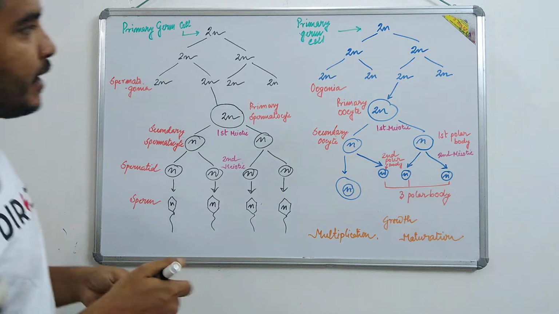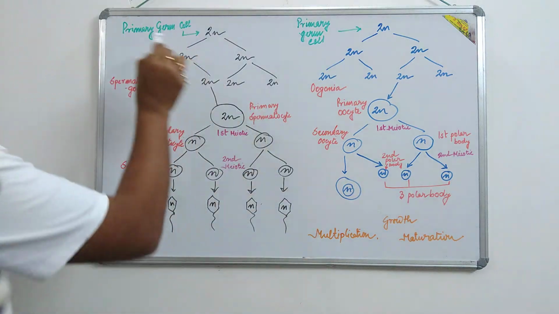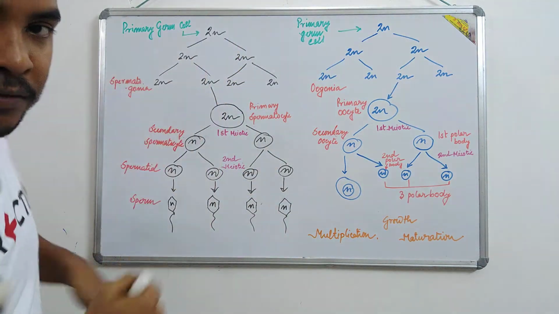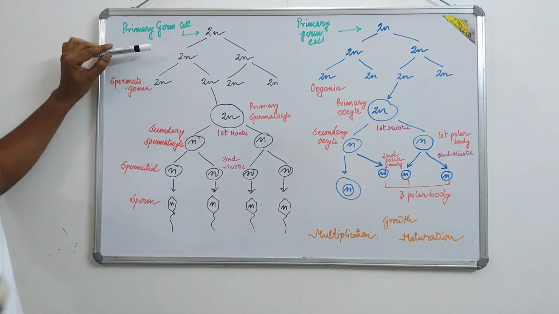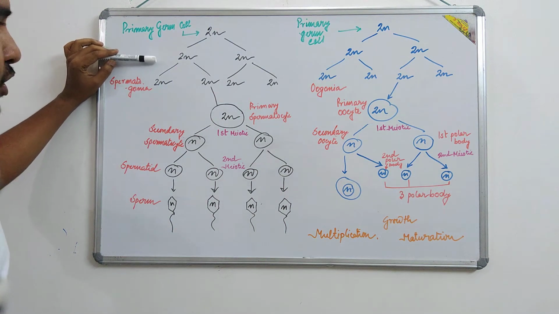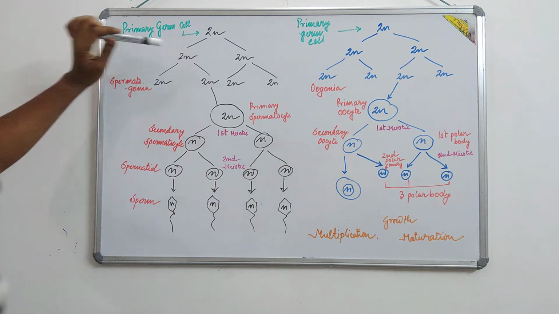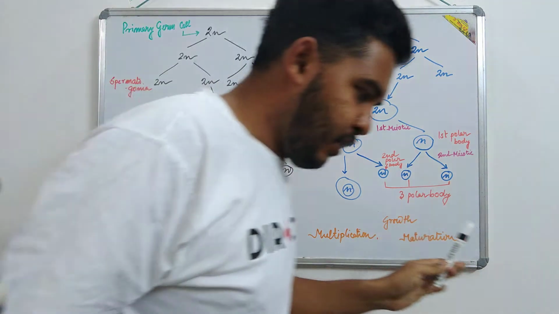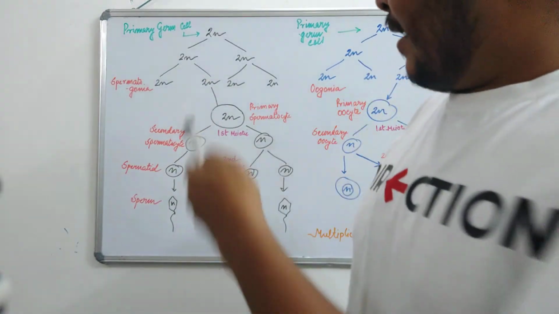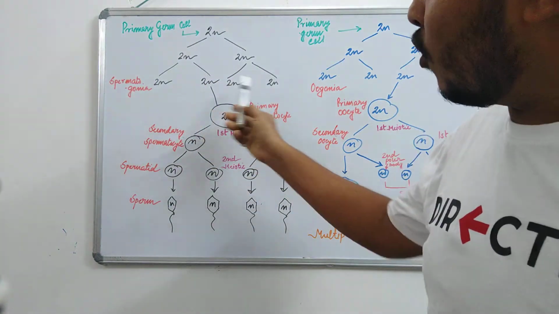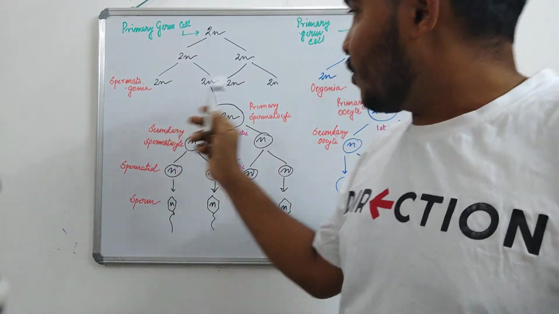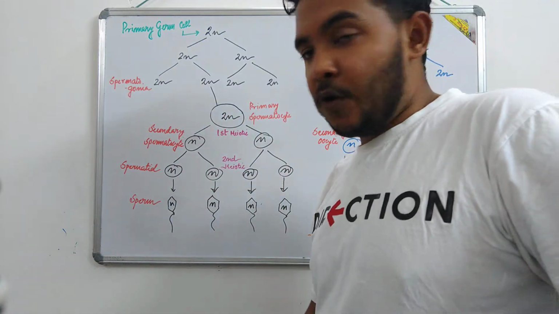So the primary germ cell has 2n number of chromosomes. It goes for one mitotic division. It becomes 2n and 2n, and then again 2n, 2n, 2n and 2n. Very simple. One mother cell or parental cell develops into 4 cells. We call them spermatogonia.